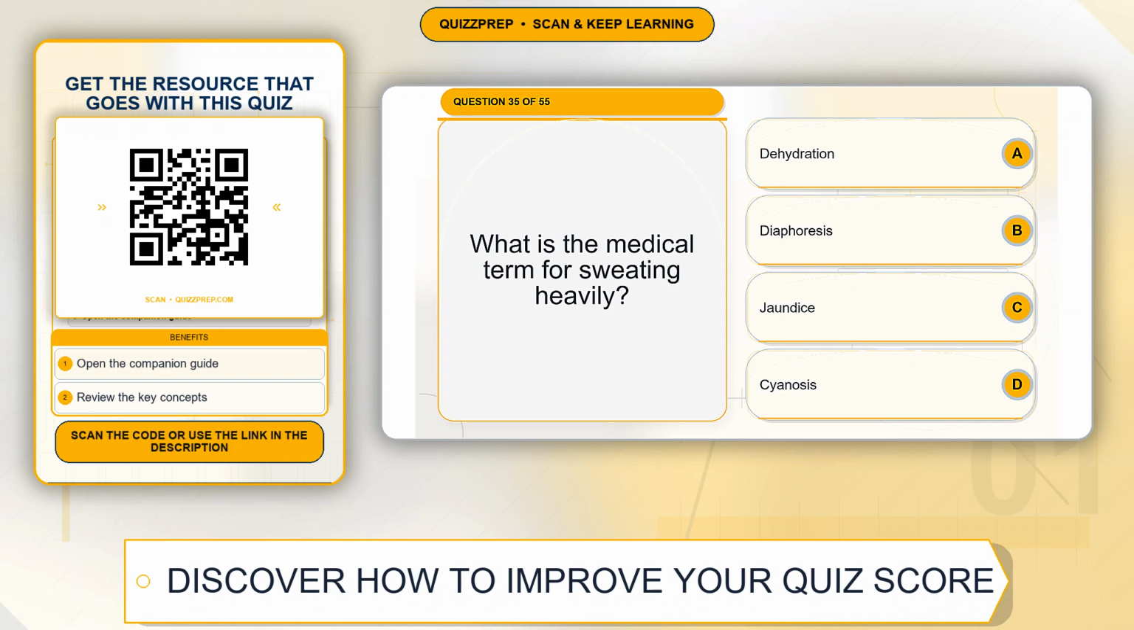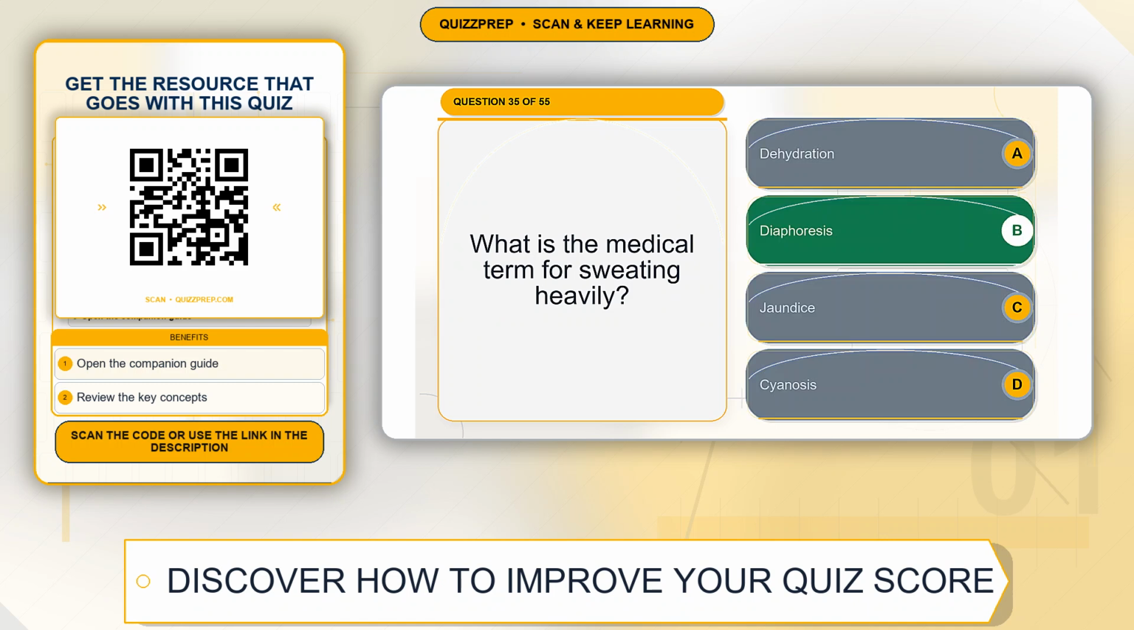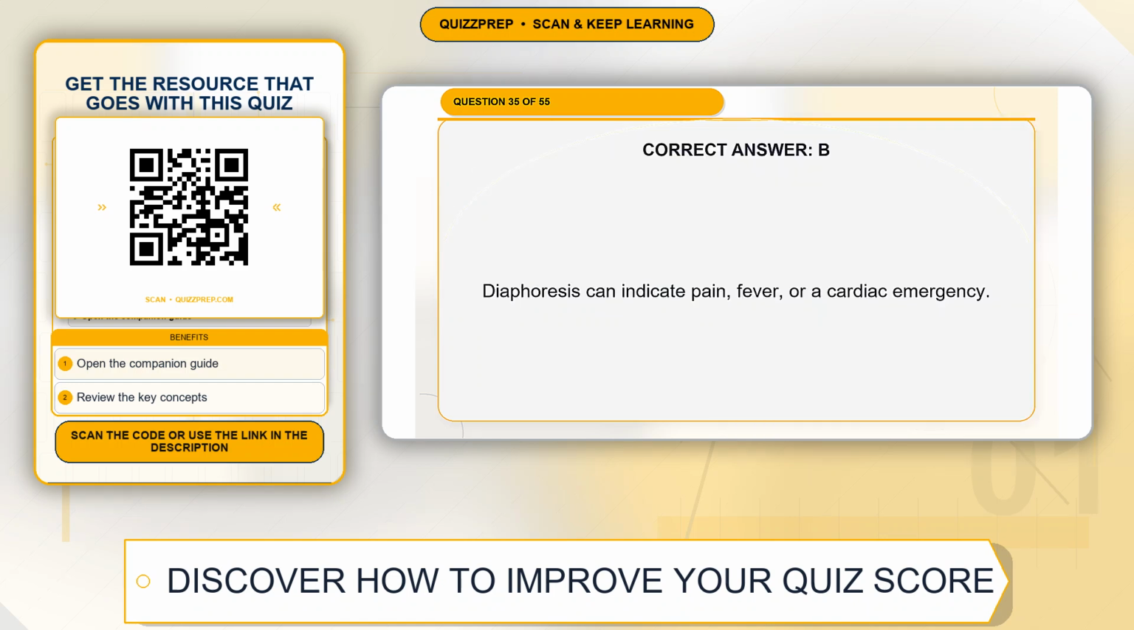Question 35. What is the medical term for sweating heavily? Option A, dehydration. Option B, diaphoresis. Option C, jaundice. Option D, cyanosis. The correct answer is option B, diaphoresis. Explanation. Diaphoresis can indicate pain, fever, or a cardiac emergency.